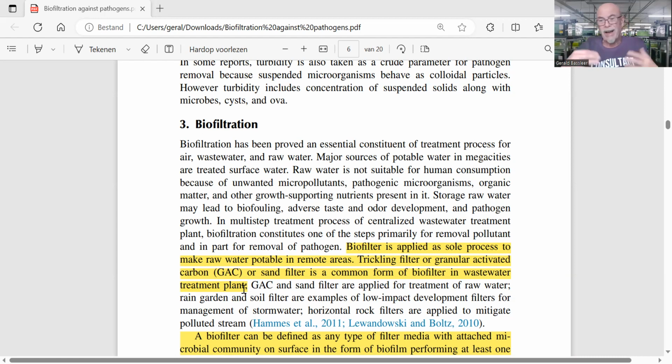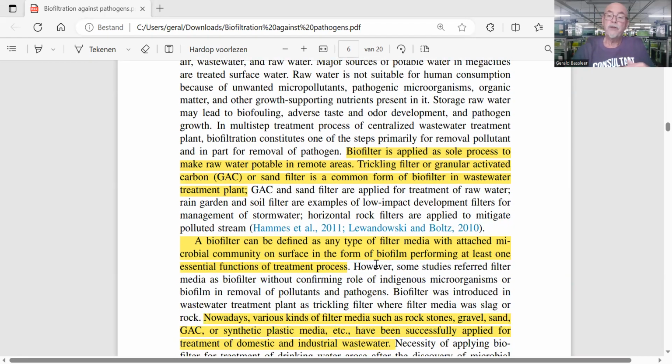We also have other kinds of filters, or artificial foam filters, or sponge filters, which are very helpful also. They are not discussed here because they are not applied in this kind of system. But still, they can be listed as a biofilter. And the biofilter, like many different types, can be defined as any type of filter media with an attached microbial community on the surface in the form of a biofilm, performing at least one essential function of the treatment process.